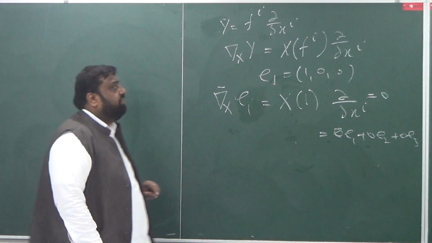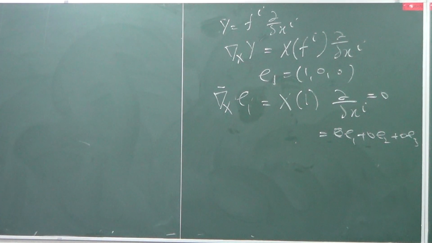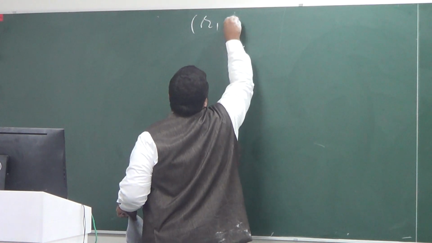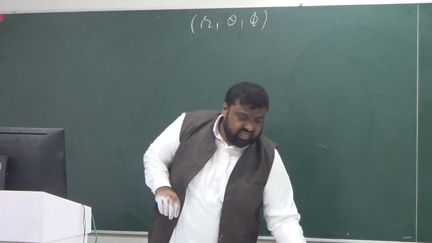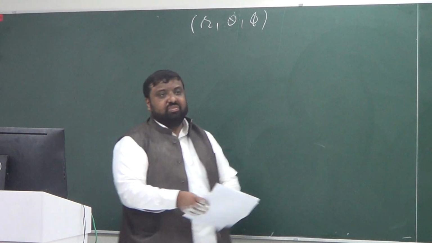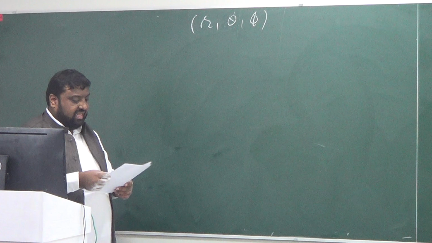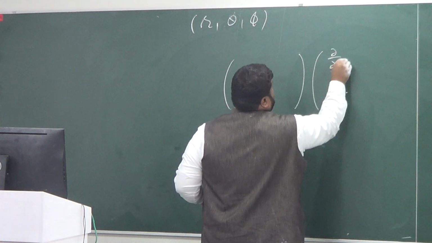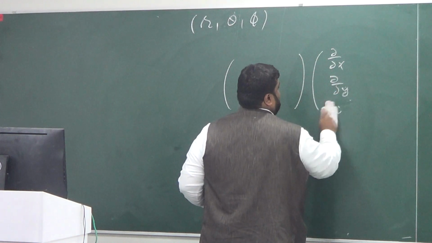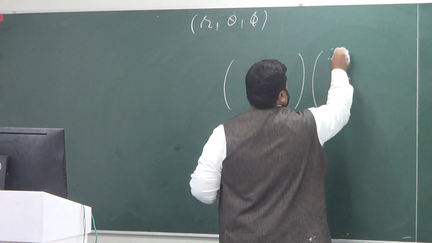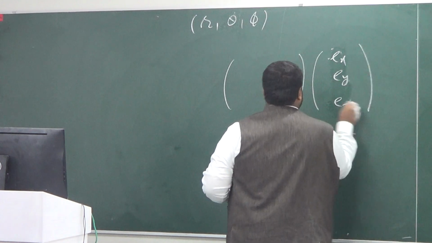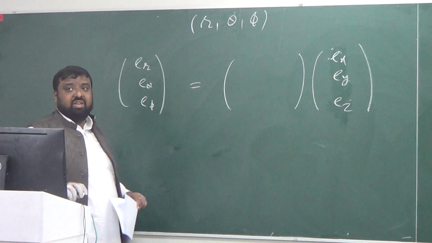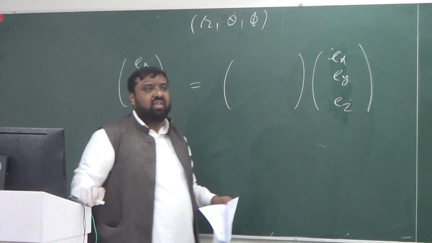For example, if I take the E_i to be r, theta and phi, spherical coordinates, and I want to compute the connection forms for it, how is it going to look? First of all, what would be the transformation matrix? In other words, what is the matrix that takes me from Ex, Ey, Ez to Er, E theta, E phi? How can I compute this matrix actually? What would this matrix be?